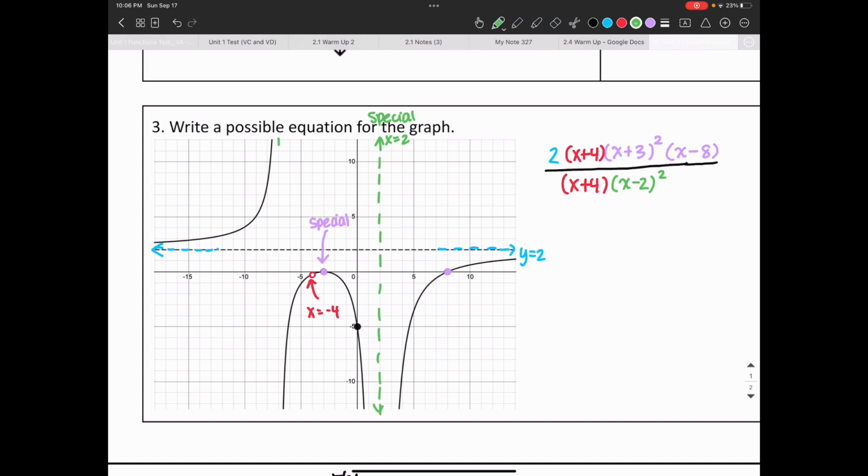I also have a vertical asymptote, and this one's clearly at x equals -7. And so that means I have another factor in the denominator of x plus 7.